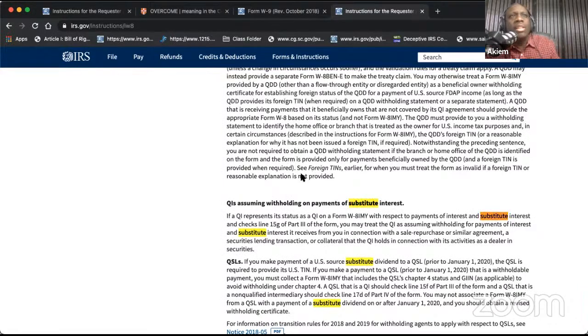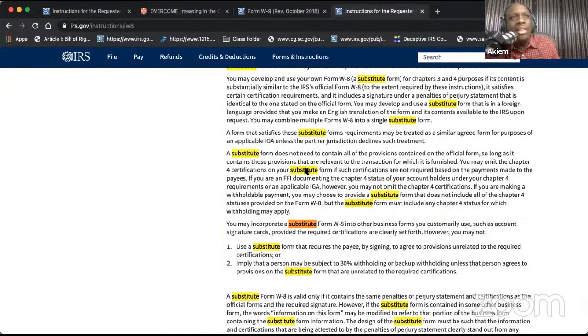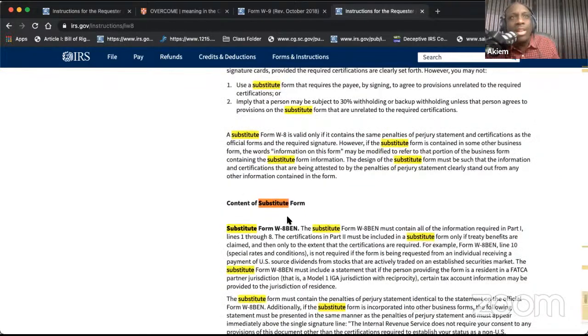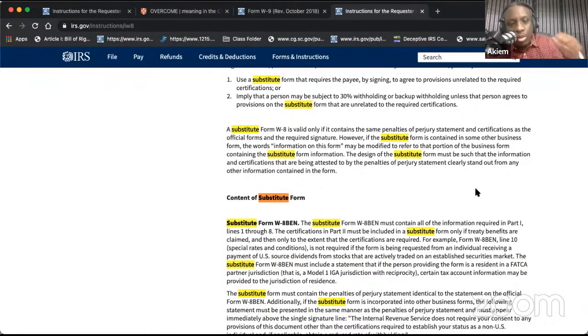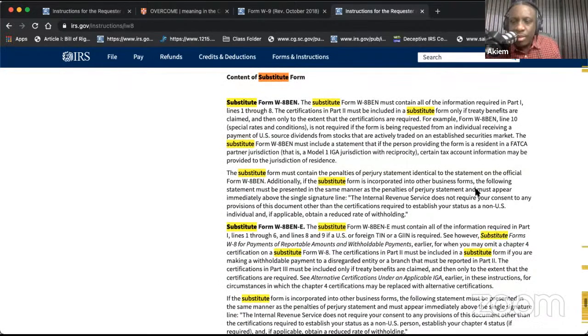Here it is. Substitute forms W-8 for payments that are reportable. So you can create your own form. See, I would create my stuff to make sure that everything I do is making me look like, see, substitute form W-8 BEN right there. So my stuff will look similar to my explanatory statements or have the same language in it. You see what I'm saying? That's what I would do.